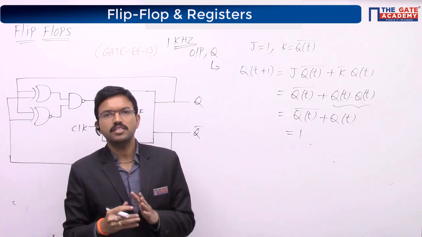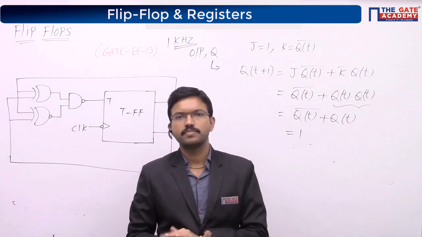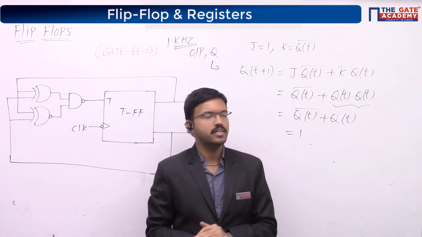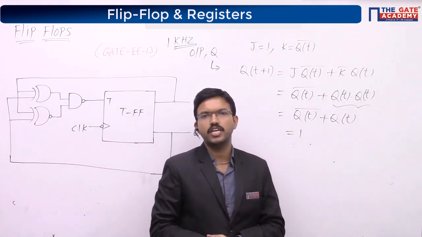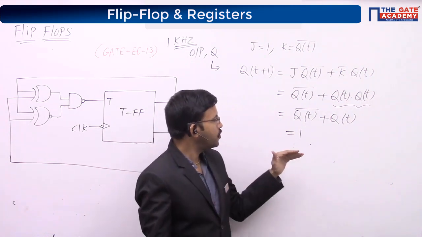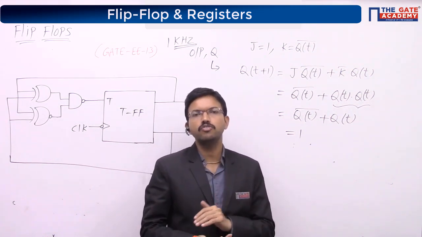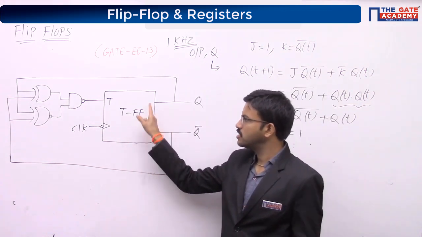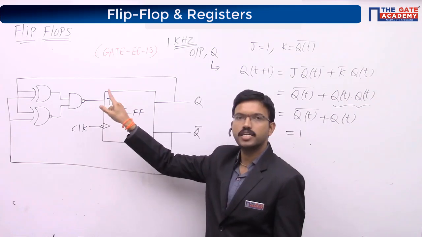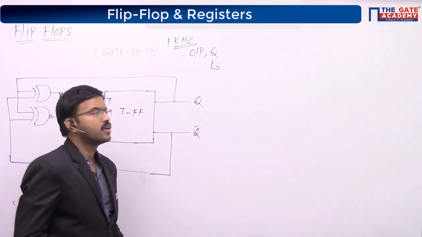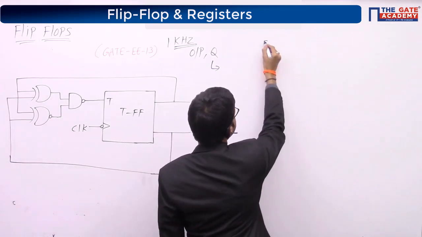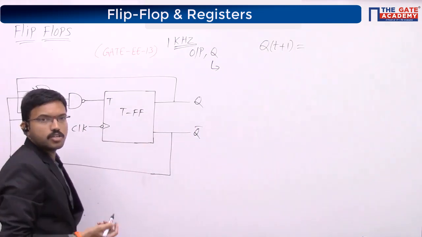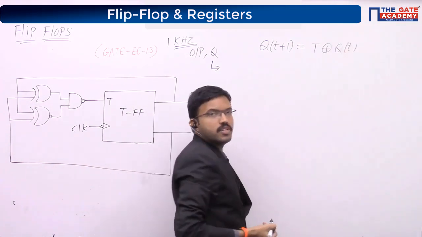See, apparently this particular circuit or question may seem to be a different question, but up to now, whatever procedure we have done, the same procedure will be applicable. Only after that step, we have to do one more step, that's all. First, you have to write the characteristic equation of T flip-flop, then find out T, substitute there and simplify it. See here, first write the characteristic equation, that is Q(t+1) = T exclusive OR Q(t).